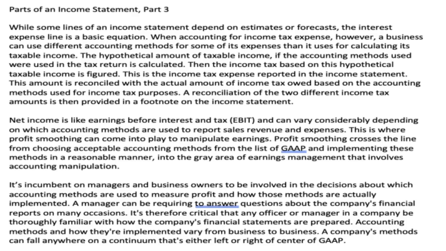Net income, like earnings before interest and tax, EBIT, can vary considerably depending on which accounting methods are used to report sales revenue and expenses. This is where profit smoothing can come into play to manipulate earnings. Profit smoothing crosses the line from choosing acceptable accounting methods from the list of GAAP and implementing these methods in a reasonable manner into the gray area of earnings management that involves accounting manipulation.